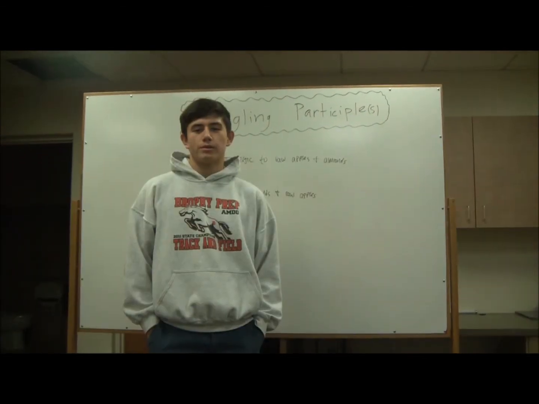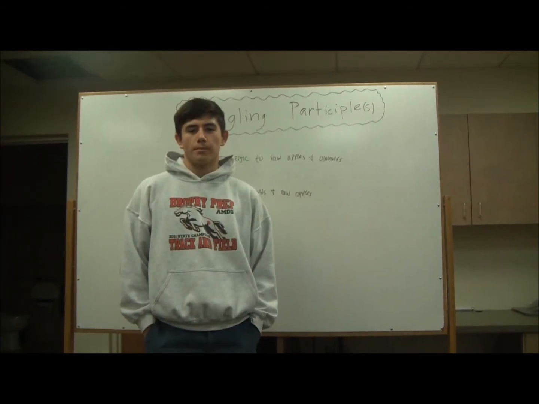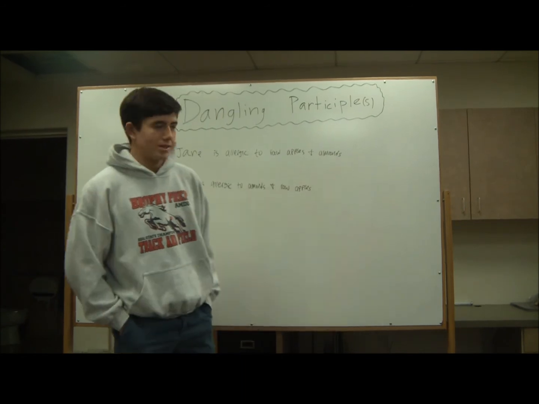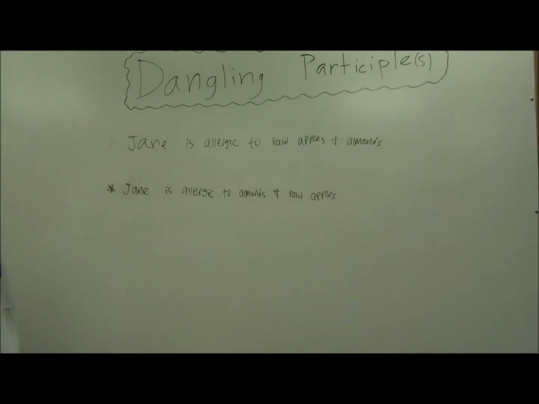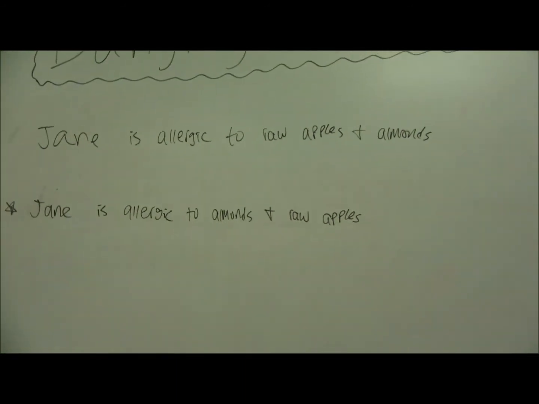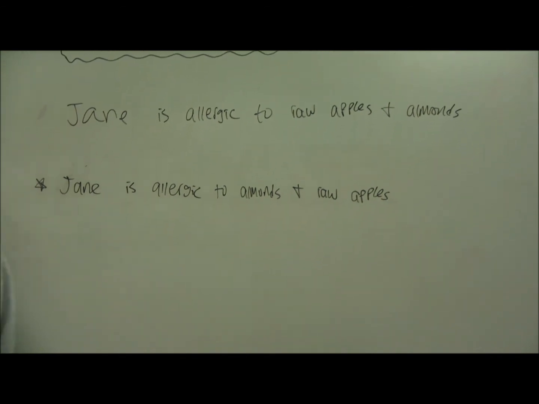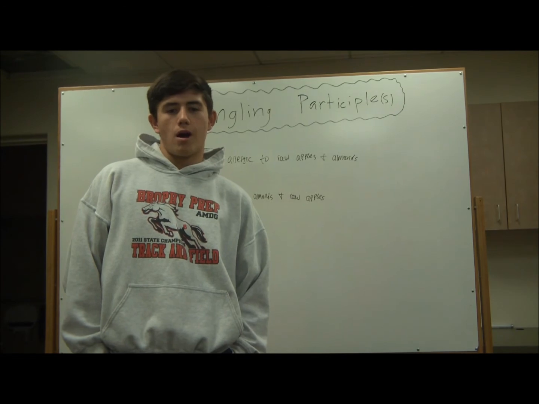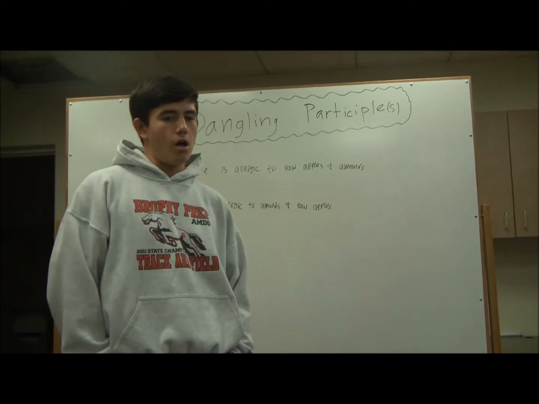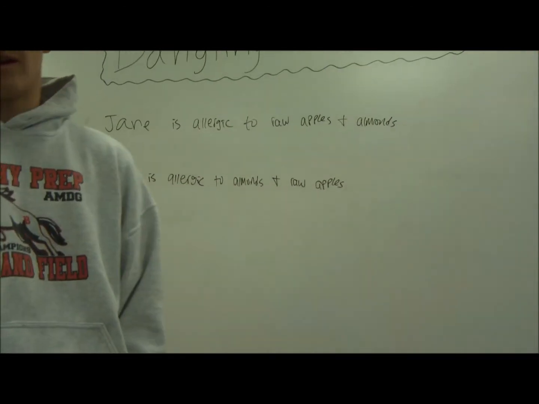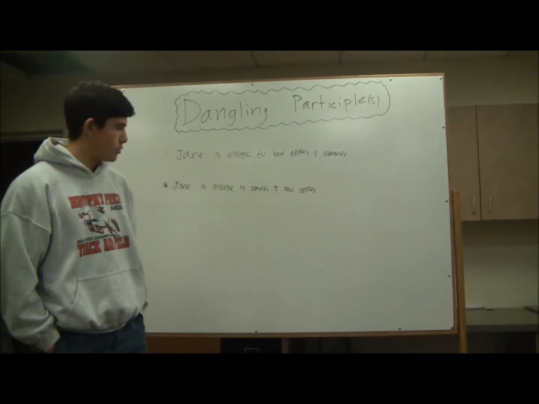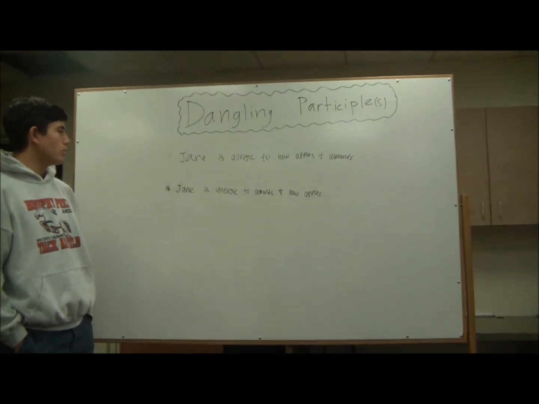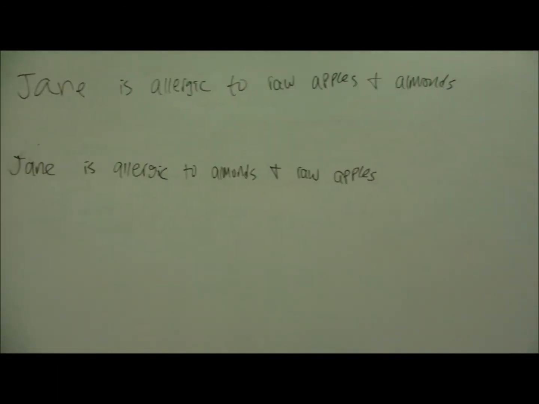Sometimes it's not clear which of two possible words a modifier modifies. An example would be: Jane is allergic to raw apples and almonds. It's hard to tell whether she is allergic to only raw almonds or all almonds, or even roasted ones. And a much clearer version would be: Jane is allergic to almonds and raw apples.